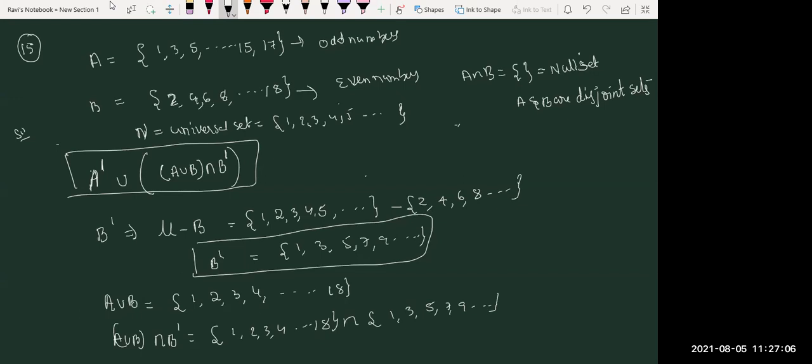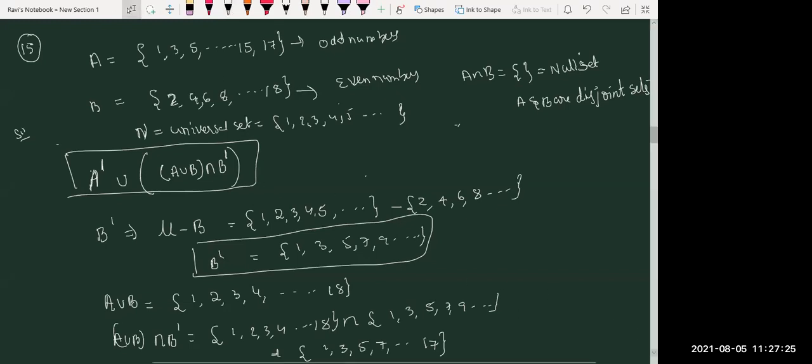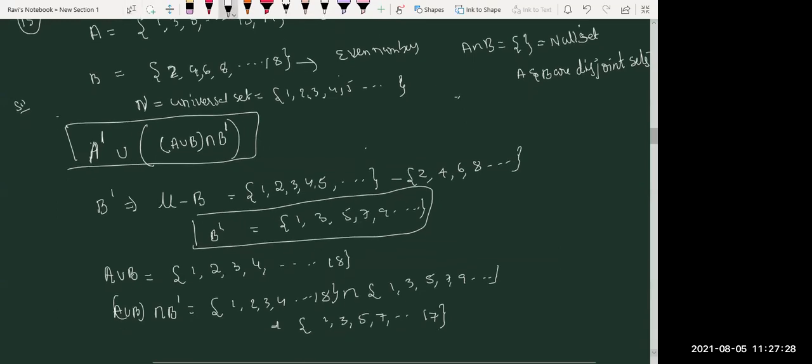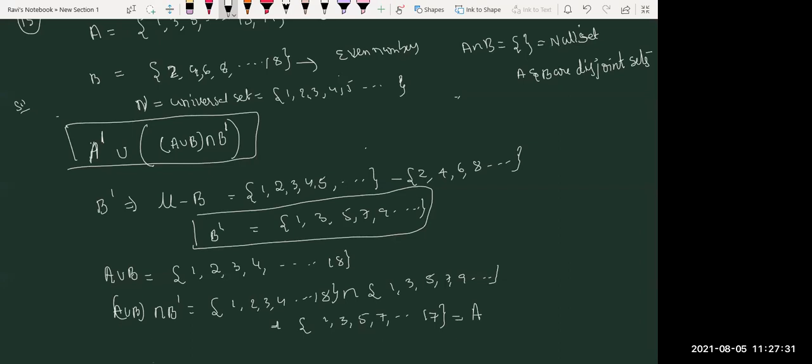What are the common numbers between these two? Tell me. Odd numbers: 1, 3, 5, 7, 9, up to 17, or not? Yes, sir. So this is nothing but which set according to the given question? Set A, sir. This is A set, or not? Now everyone understand this? Yes, sir. Now they are asking A complement union, A union B intersection B complement.